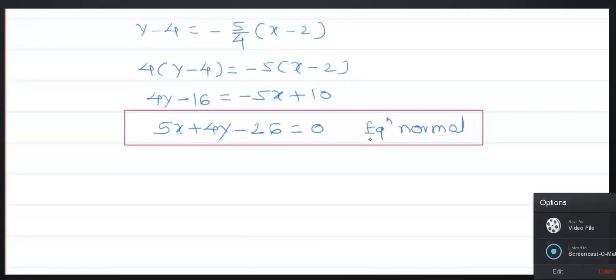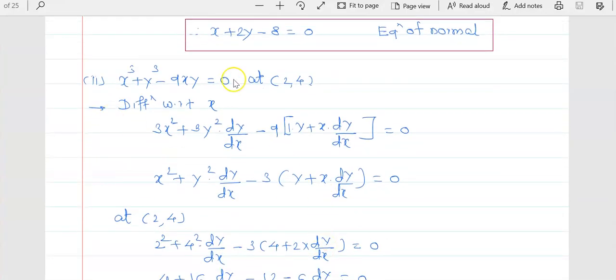See this again. This is the implicit type derivative of the function x cube plus y cube minus 9xy is equals to 0. Derivative of x cube is 3x square plus 3y square into dy by dx. Now find the derivative of 9xy with the help of the product rule. That is 9, derivative of x is 1 into y plus x into dy by dx, that is equals to 0. Divide the whole equation by 3, that is x square plus y square into dy by dx minus 3 in bracket y plus x into dy by dx, that is equals to 0.